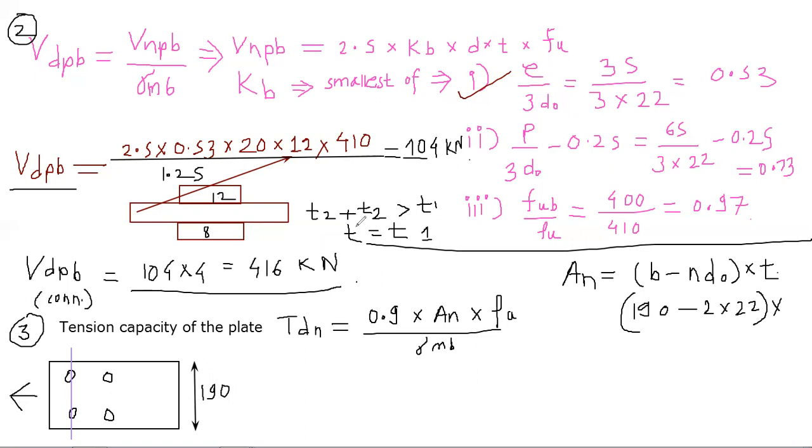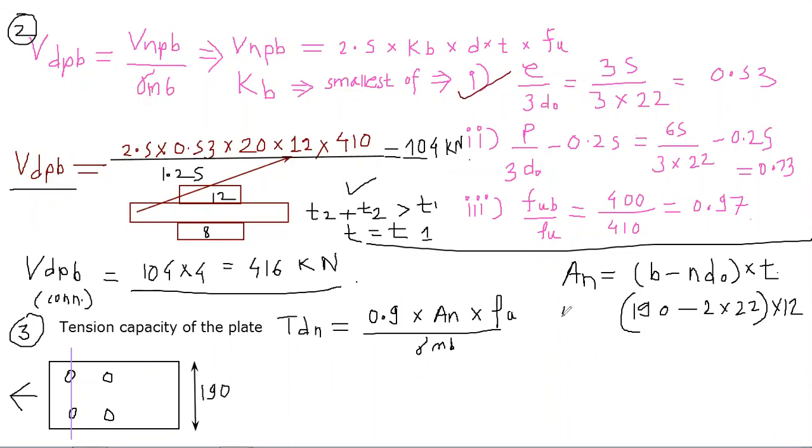Means 16 is greater than T1. Means this case is satisfied. As this case is satisfied, 16 is greater than the 12 mm. Therefore, T is equal to T1, and the value of T1 is equal to 12 mm. So that's why we will consider here the value of T as 12 mm.